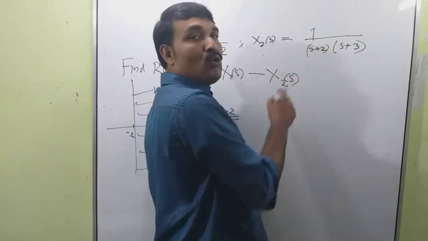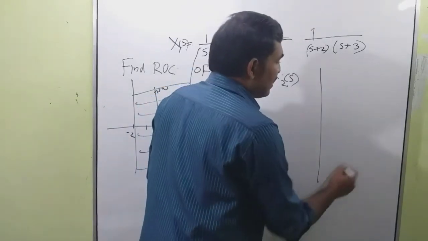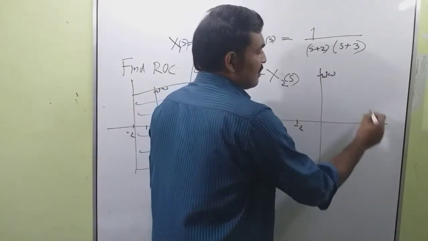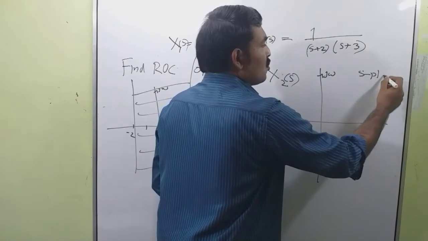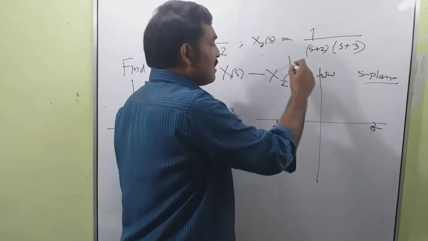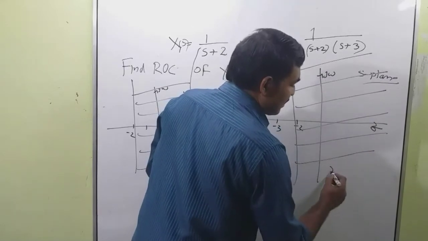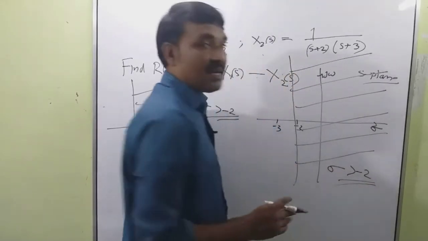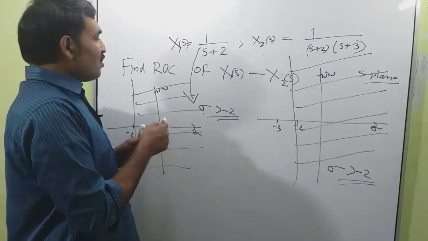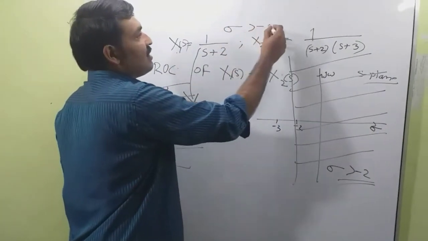Now for X2(s) we have two poles. One pole is at s equal to minus 2 and the other pole is at s equal to minus 3. So in the s plane I am marking the poles: this is minus 2, minus 3, this is the j omega axis, sigma, the s plane. We know that the ROC will never contain any pole. So the ROC of the signal is sigma greater than minus 2. That is, the ROC will not contain any poles. So that means the ROC of both the signals is sigma greater than minus 2.